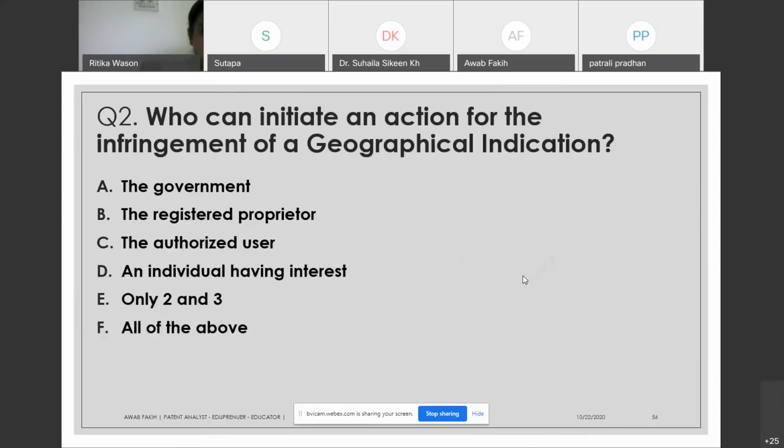Amazing. Question number 2: who can initiate an action for the infringement of a geographical indication? If someone is misusing the brand, the GI tag, who can take an action against it?